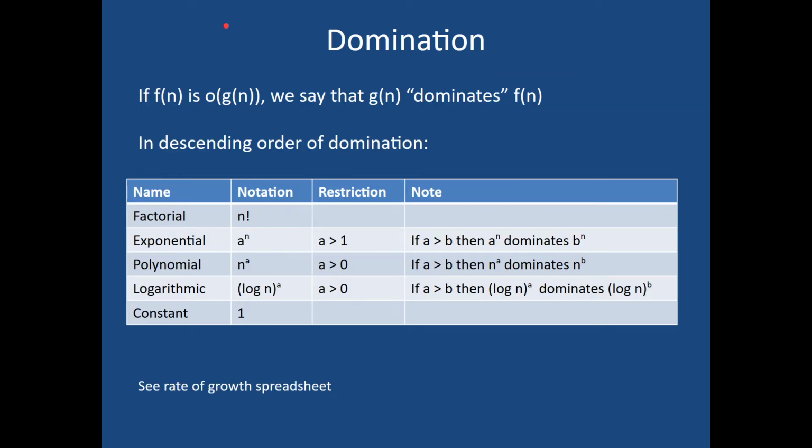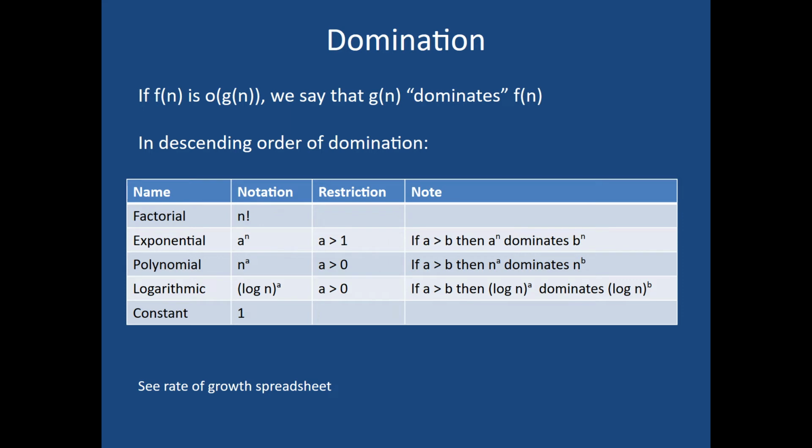Okay, we're going to use little o here. I'm going to define something called domination, when one function dominates another. If f of n is little o of g of n, I'm going to say that g of n dominates f of n. It just means grows faster than. So if the rate of growth of g is bigger than the rate of growth of f, we say that g dominates f.